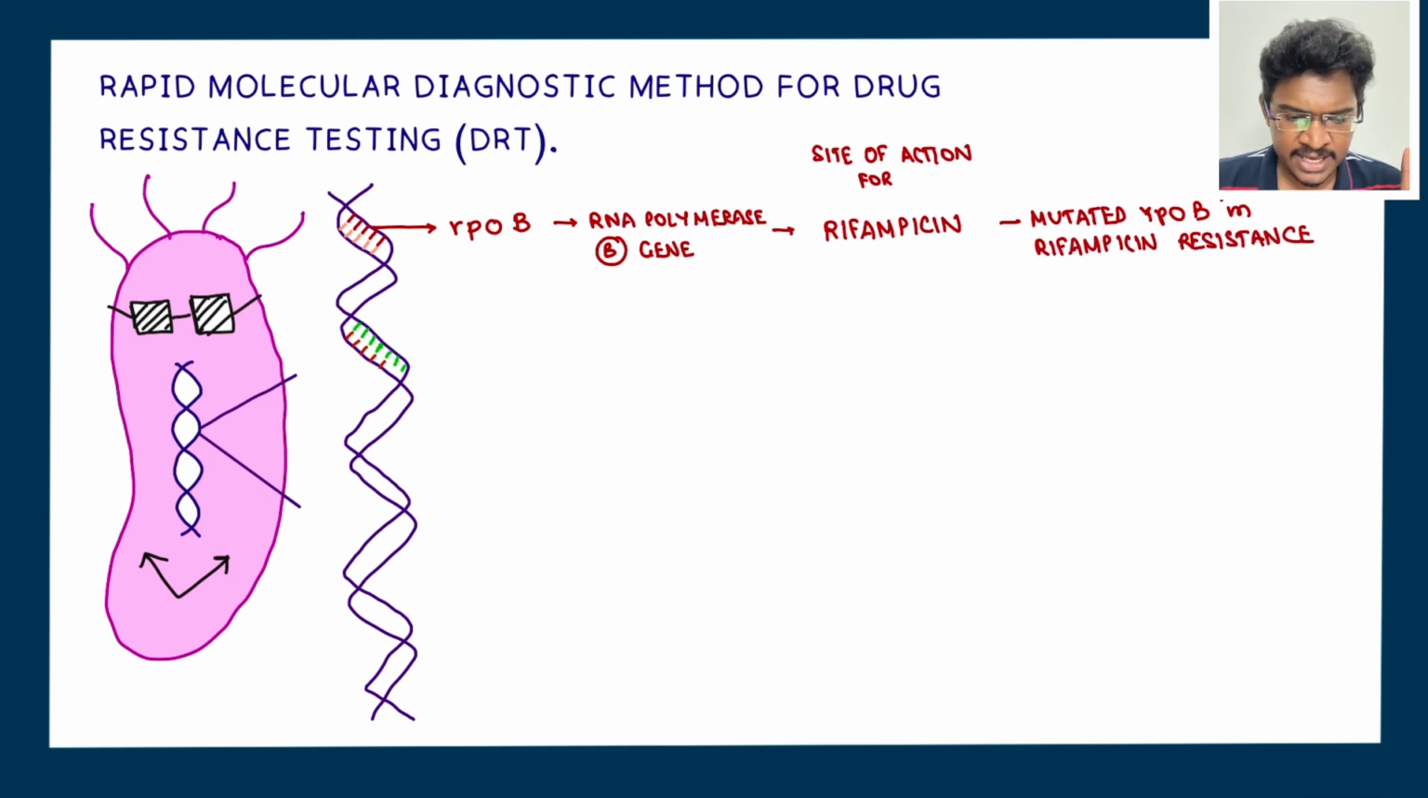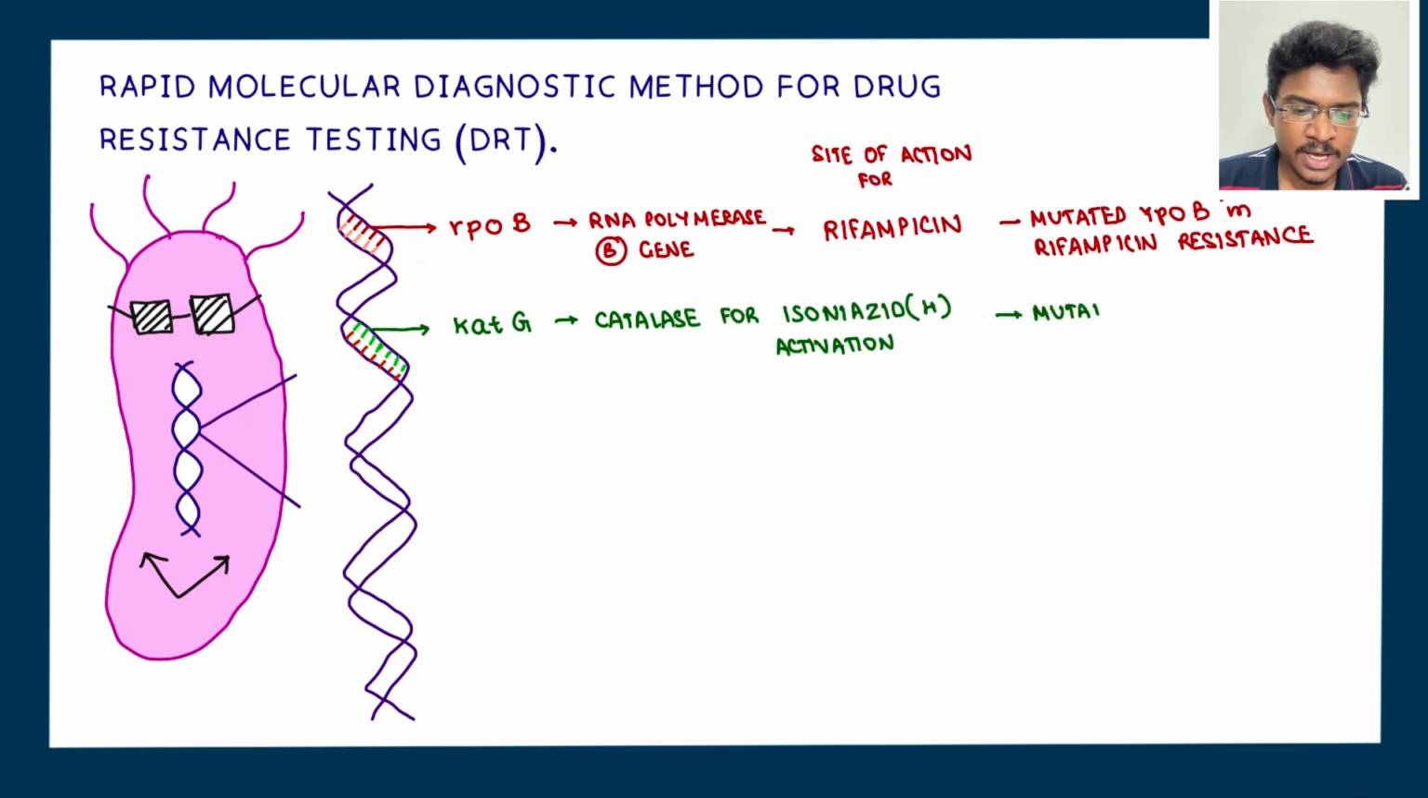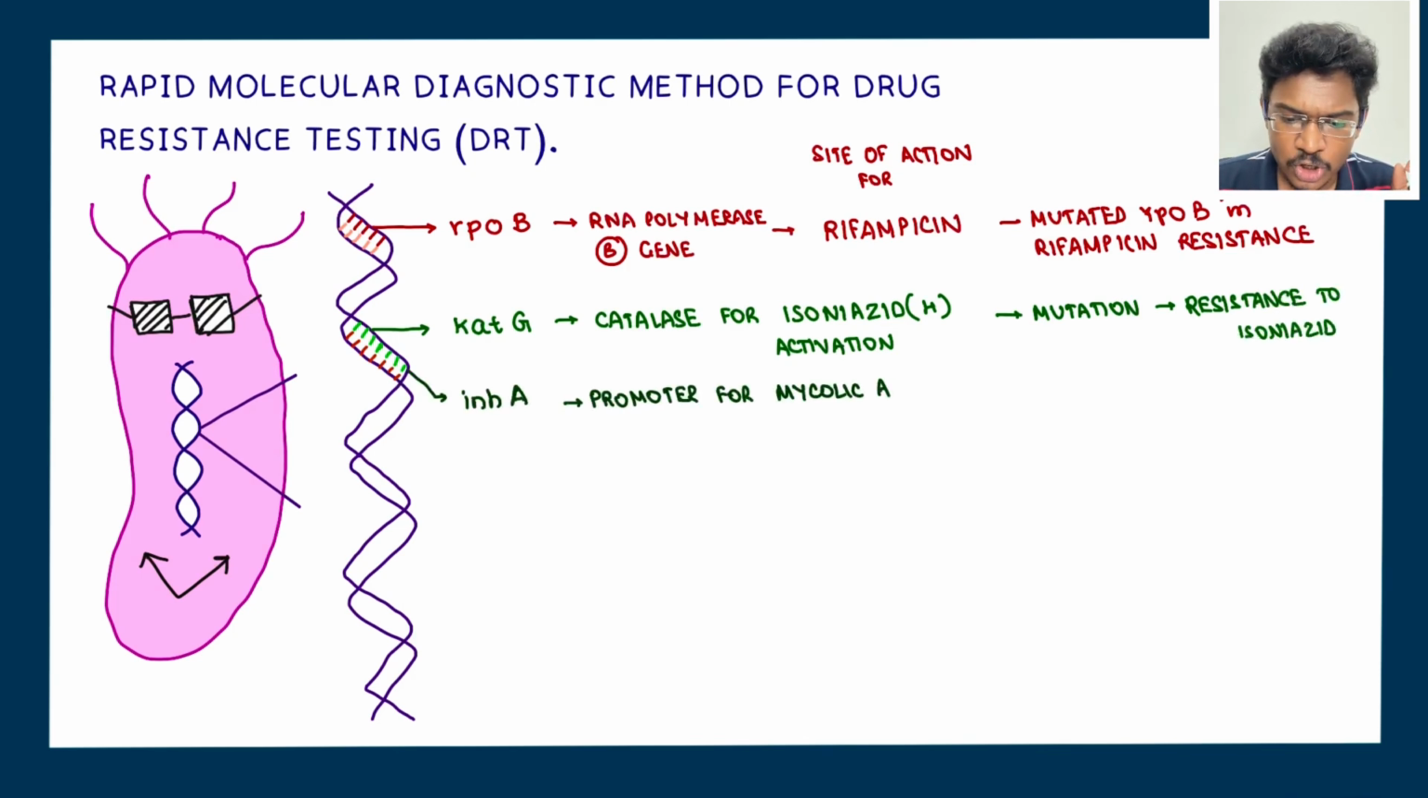Next is your katG gene and inhA gene. katG is the catalase gene. This is responsible for the activation of isoniazid, H. So mutation here will cause resistance to isoniazid. Isoniazid won't act if catalase is mutated because activation doesn't happen at all.